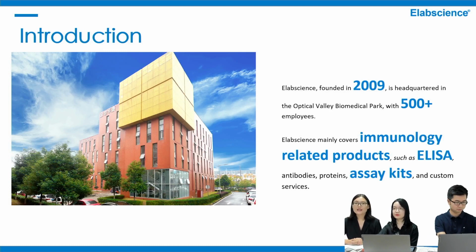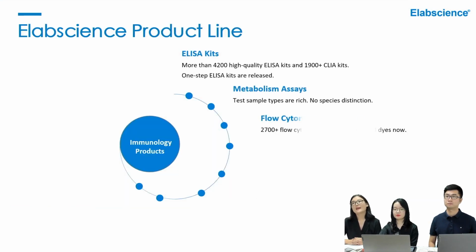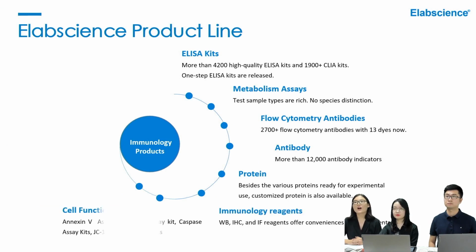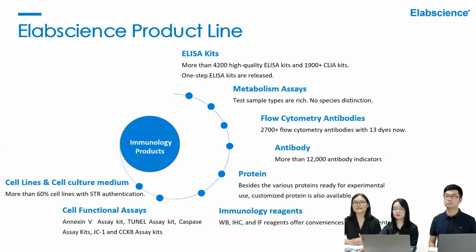For our company, Elabscience, founded in 2009, is headquartered in Optical Valley Medical Park with more than 500 employees so far. Our products mainly cover immunology-related products, including ELISA Kits, antibodies, proteins, as well as other assay kits. In addition, we can also provide custom services for your research. And in the next slide, I'll show you all our main product lines.